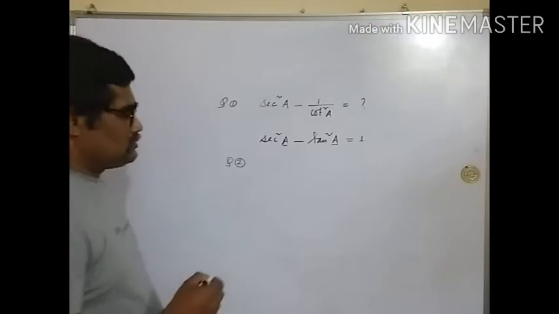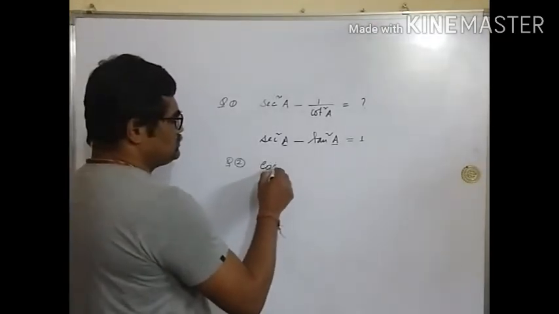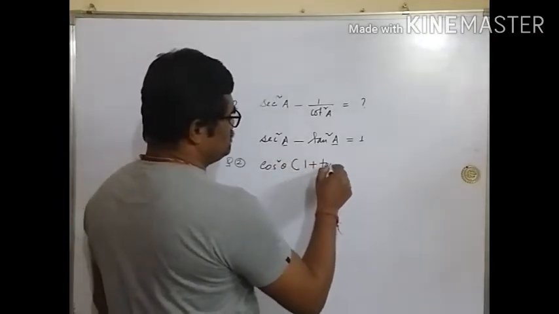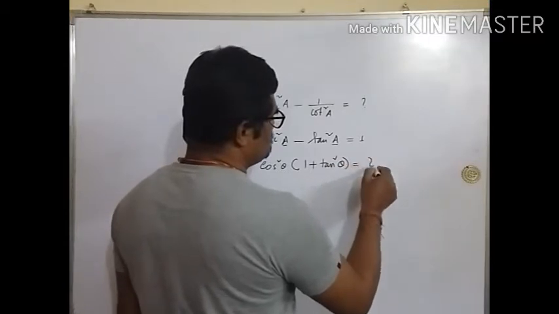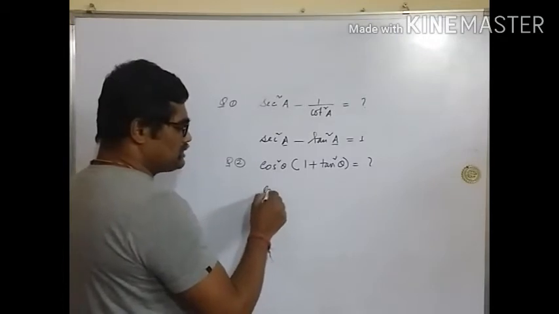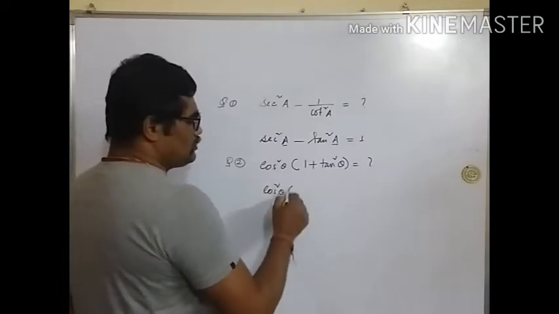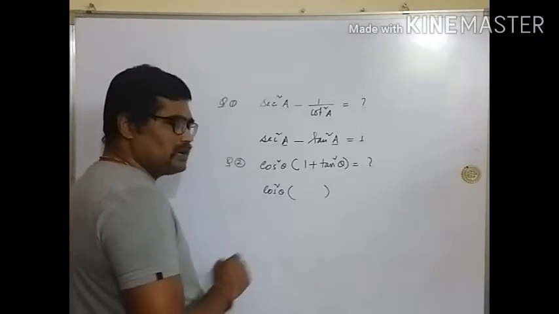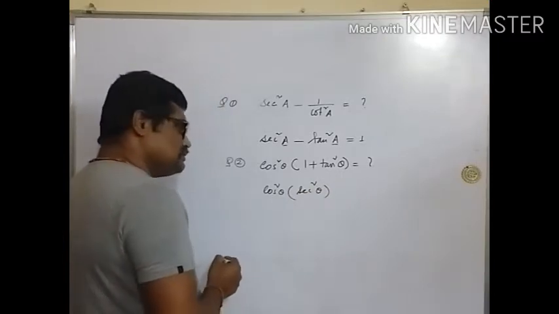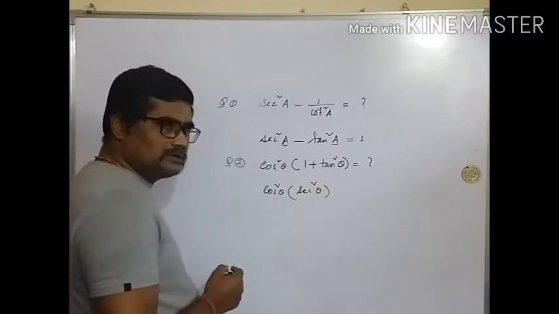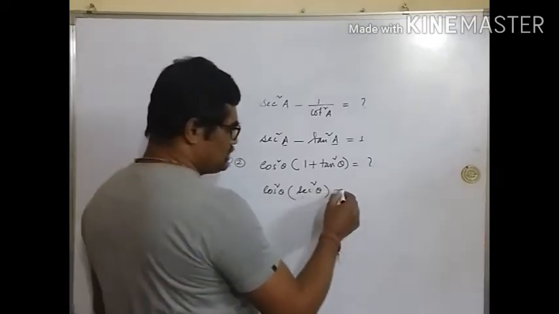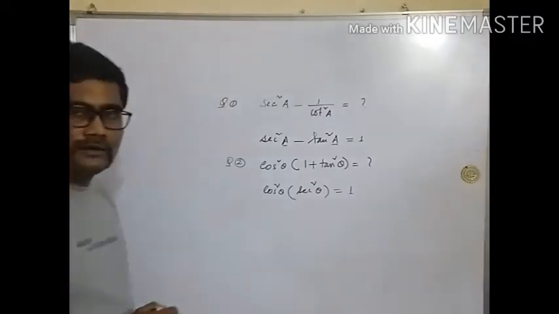Now check this also. Cos square theta times 1 plus tan square theta equals what? Very easy. Cos square theta, let it be cos square theta only. What will you get by applying the formula 1 plus tan square? It is sec square theta. Try to remember that sec square theta means 1 by cos square theta. So one will cancel with it. The value will be 1, right?